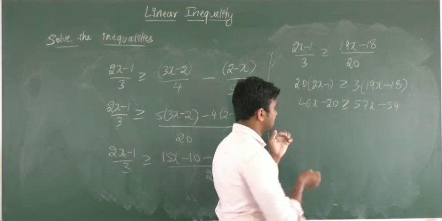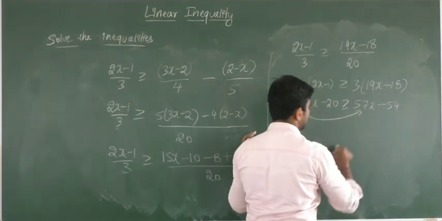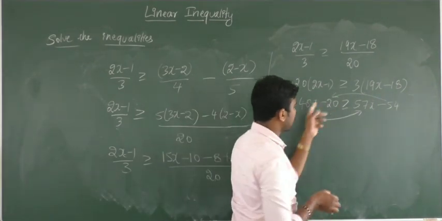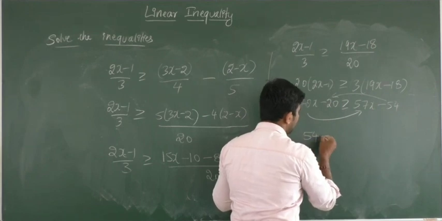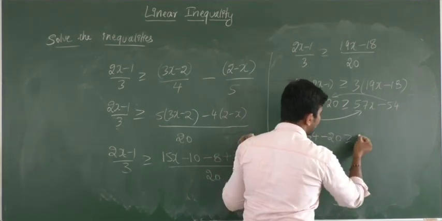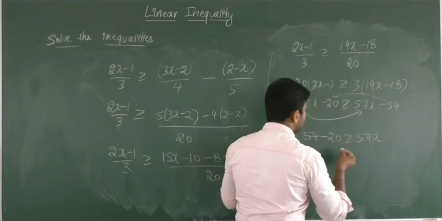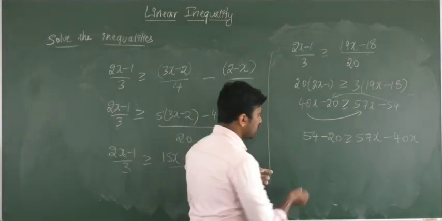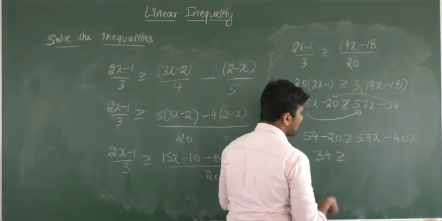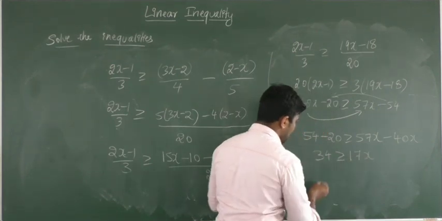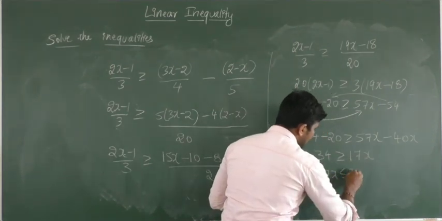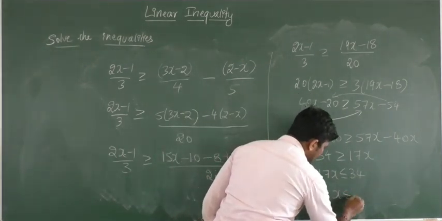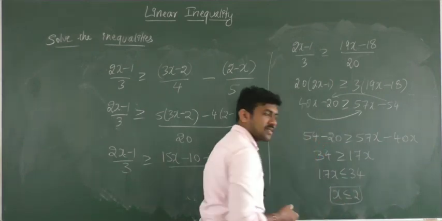Okay, so now 40x and 57x you have, so bring 40x to this side and minus 54 to the other side. So minus 54 comes to this side, becomes 54 minus 20 greater than or equal to 57x minus 40x. Okay, so 54 minus 20 is nothing but 34 greater than or equal to 17x, or 17x is less than or equal to 34. So we can say x is less than or equal to 2.